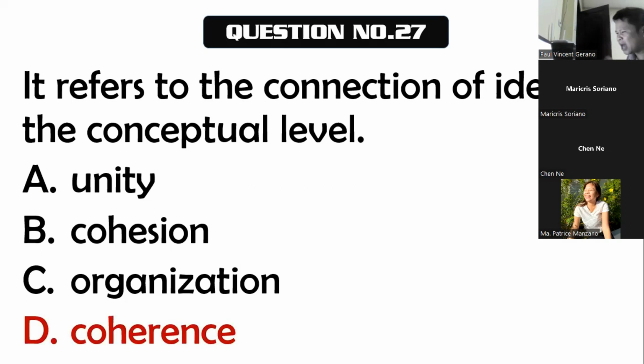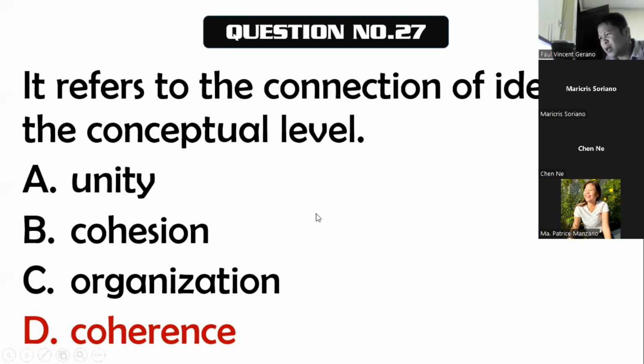Ang cohesion naman, actually they are used interchangeably. Cohesion and coherence. When you say cohesion, you use transitional devices to connect words, to connect phrases, to connect sentences. So you use transitional devices like moreover, however, furthermore, so on and so forth. Okay? Pag smooth ang transition mo sa sentences, sa phrases, you call that cohesion. Pero sentence lang yun, words lang yun. Pag ideas na ang smooth, conceptual level, it's not cohesion anymore, it's already coherence. Okay?